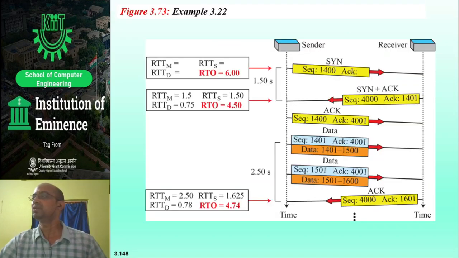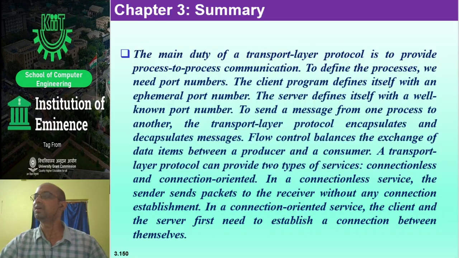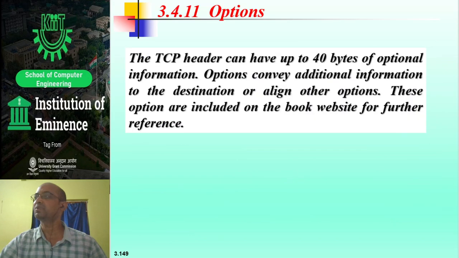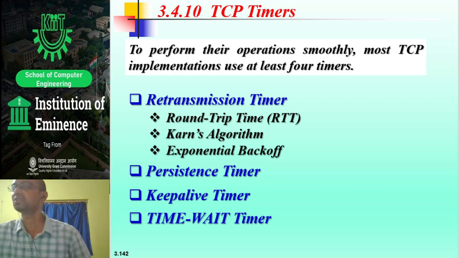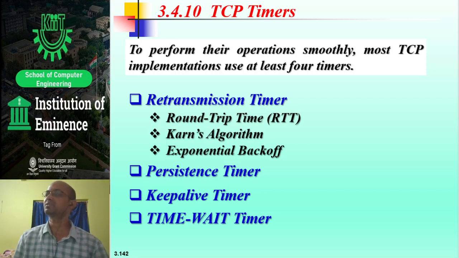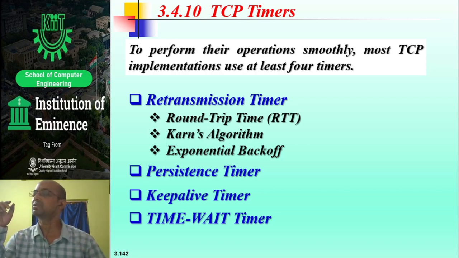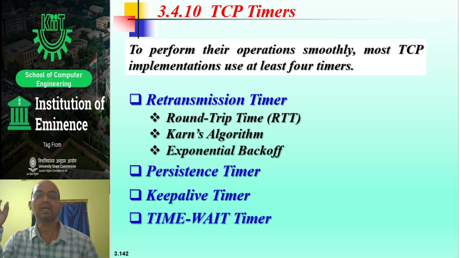Now coming to the last part we have to focus on, TCP timers. TCP uses different types of timers: retransmission timer, round trip timer, persistence timer, keep alive timer, and time wait timer. I will not focus on all these timers, just give a brief introduction to a few.